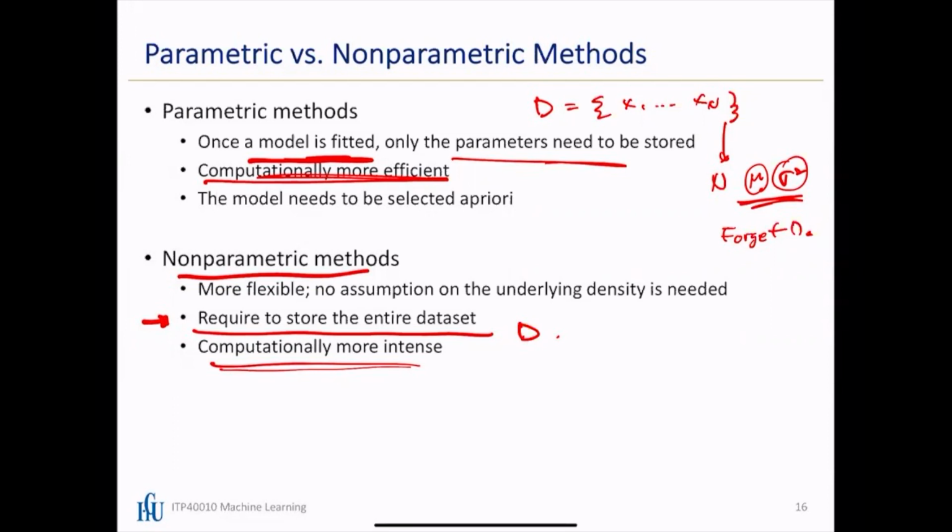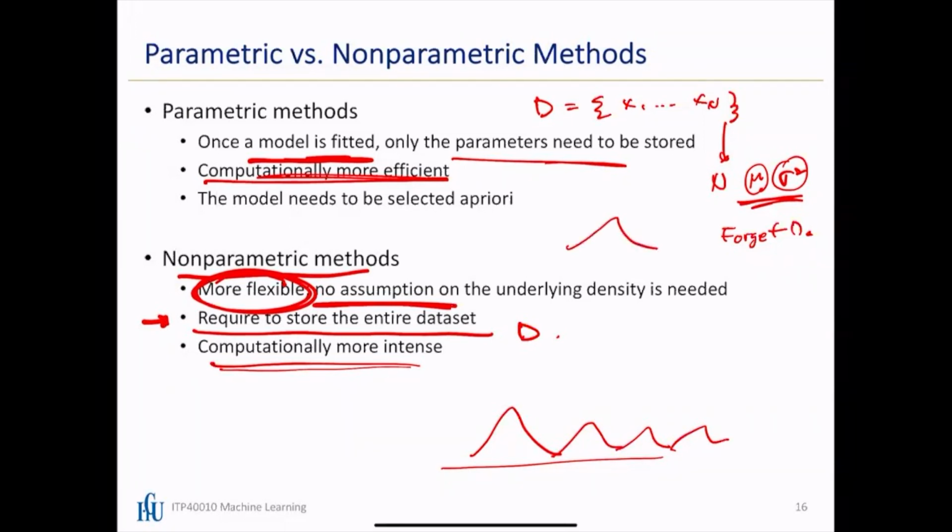But there is a big benefit. Non-parametric methods are definitely flexible. We did not assume anything about the underlying data density distribution. So maybe we can easily model a distribution with two peaks or multiple peaks. If your data is distributed in this way, a non-parametric method would be the preferred choice. If your data is distributed more like a canonical or conventional form, then you can choose parametric because it is more efficient.